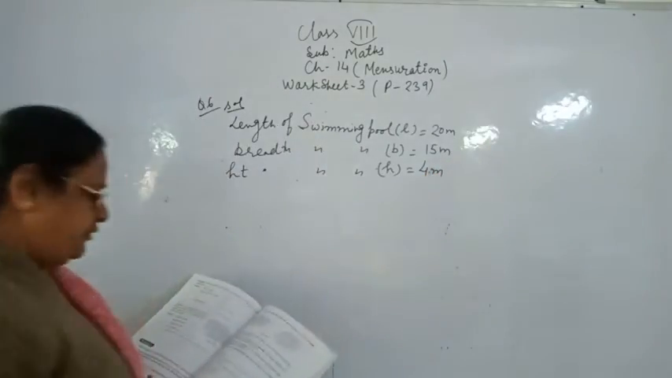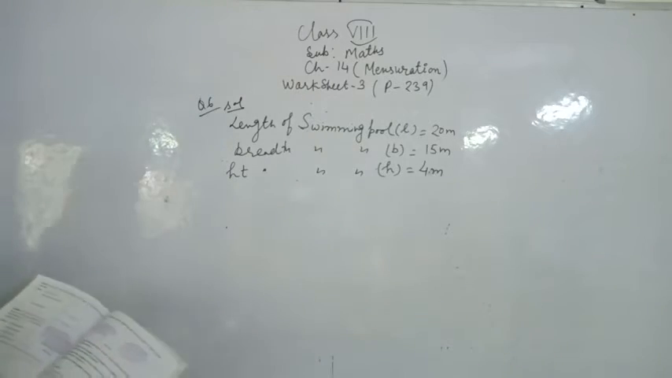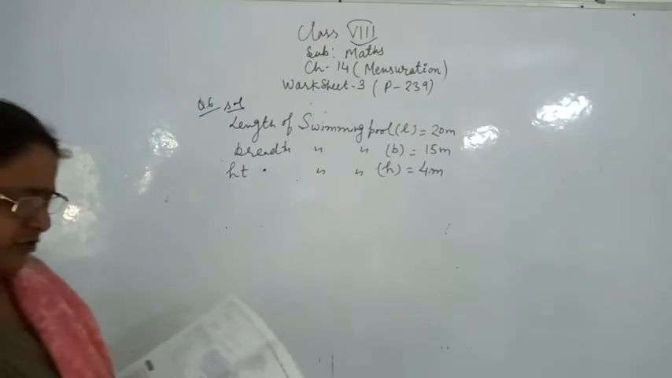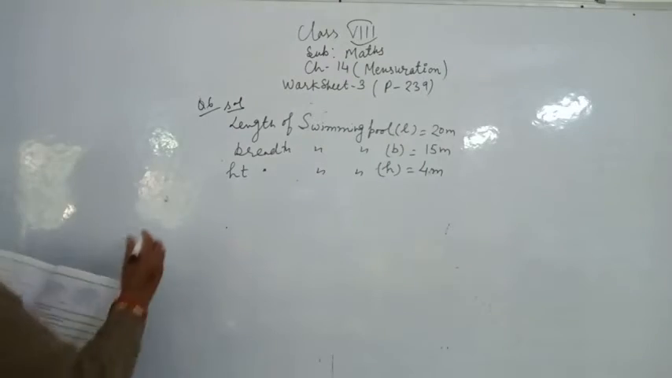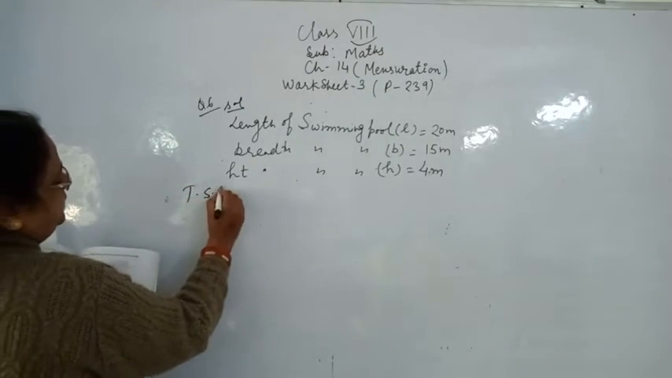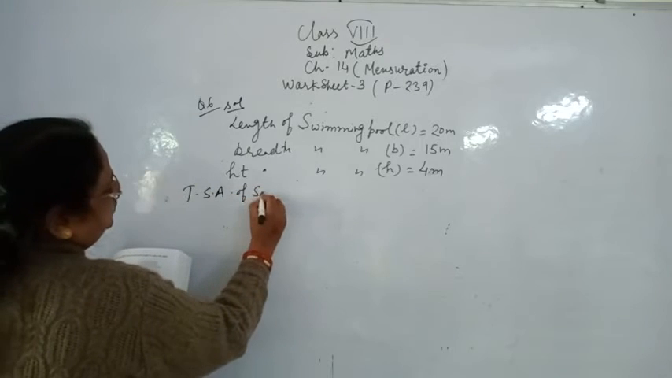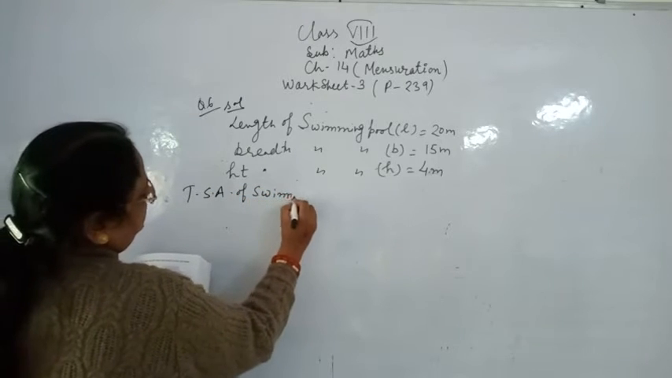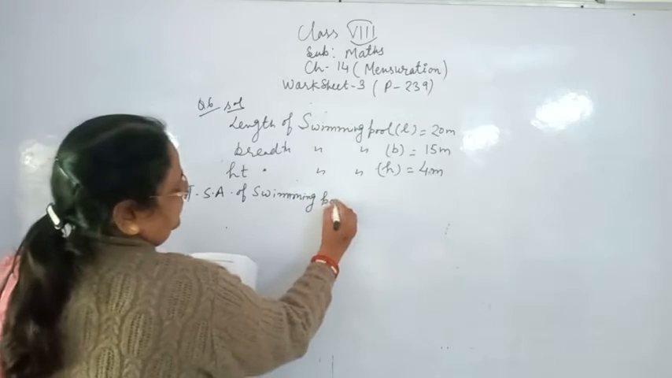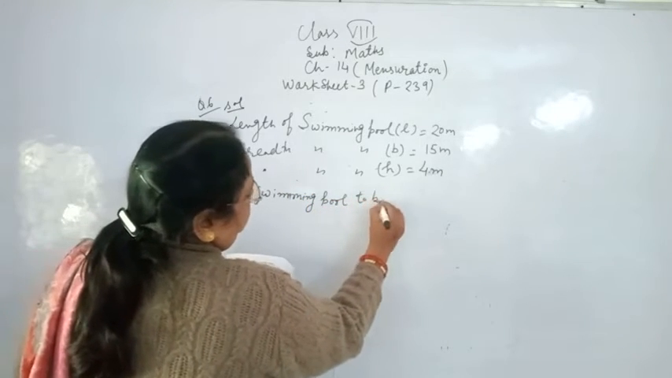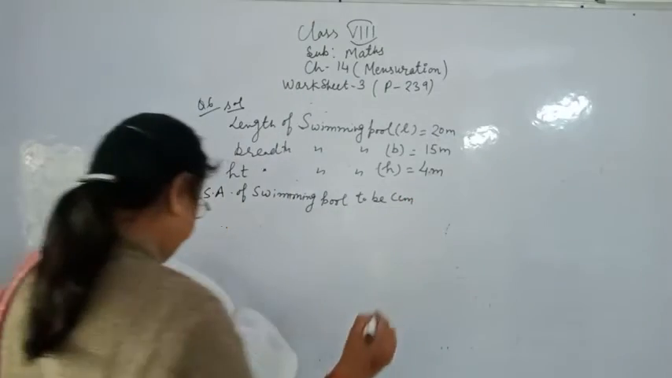Now what we have to find out is the cost of cementing its floor. Floor means जो नीचे का फर्श होता है, and 4 walls are there. So first of all we will find the total surface area of the swimming pool to be cemented.